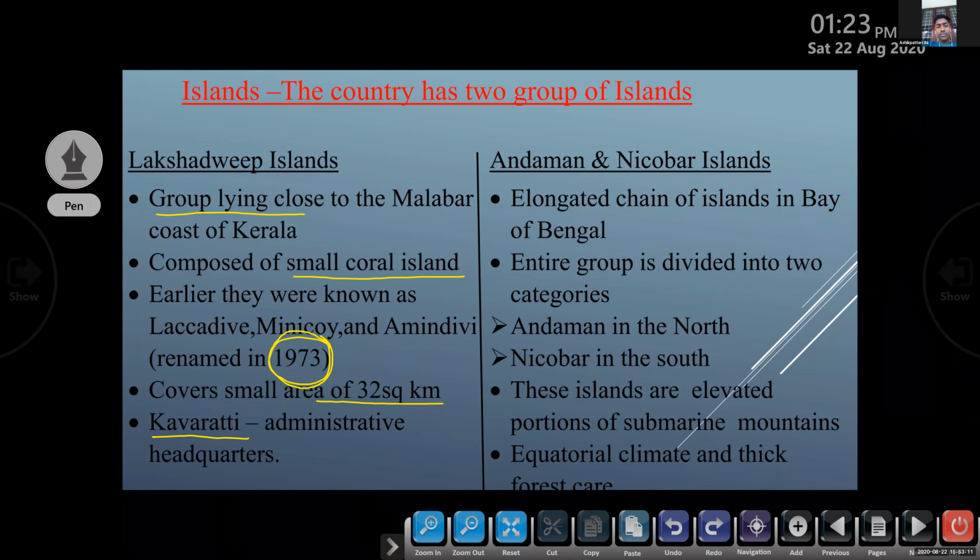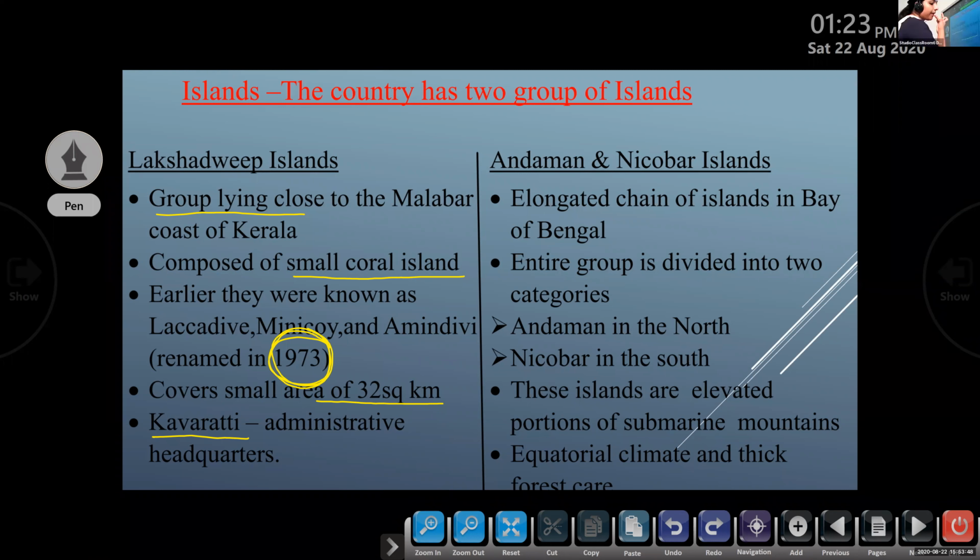It's a group lying close to the Malabar coast of Kerala. It's a group of islands close to the coast of Kerala. It is composed of many coral islands. After 1973 onwards, this group of islands became known as the Lakshadweep Islands. Its total area is 32 square kilometers. Kavaratti is the headquarters of Lakshadweep.